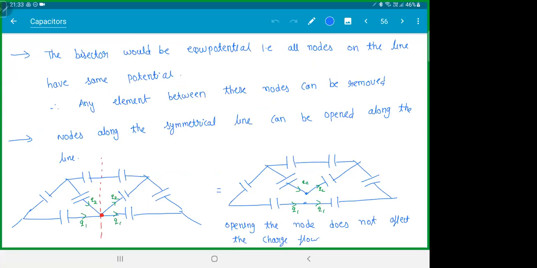Just please go through this example and read the statement. Try to understand what it is. Ask me if you're confused. Can be opened along horizontal? No, it can't be. Will you open horizontally, right?